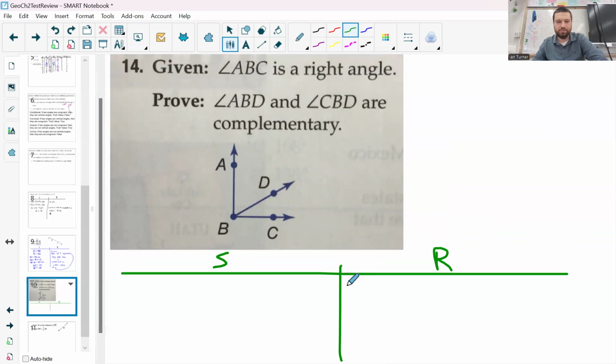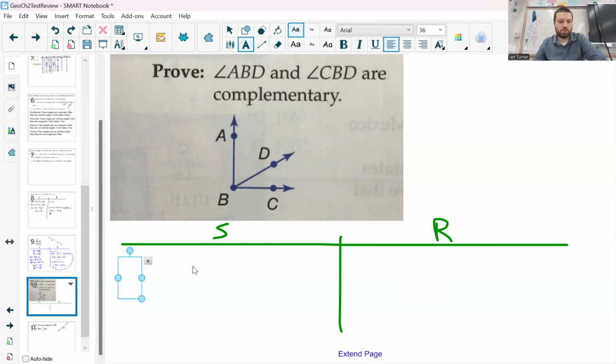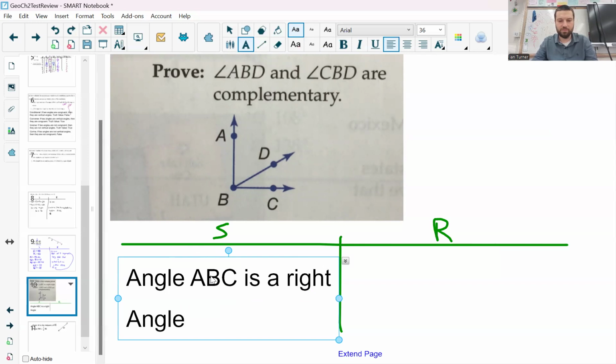All right. So we got ABC as a right angle. This one's kind of involved. Should we try and type this? My hand is going to hurt. I know it's going to be a lot. I'm going to try and type this. We're going to say angle ABC is a right angle. Okay, that's our given.